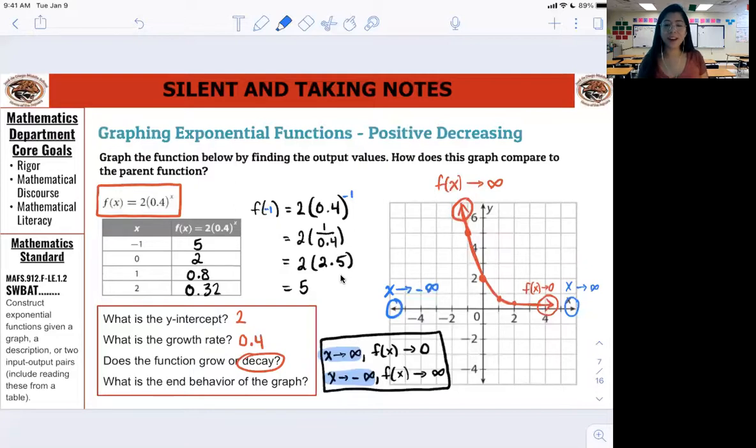Okay. But any questions on this one? Any questions on this graph? Anything at all?